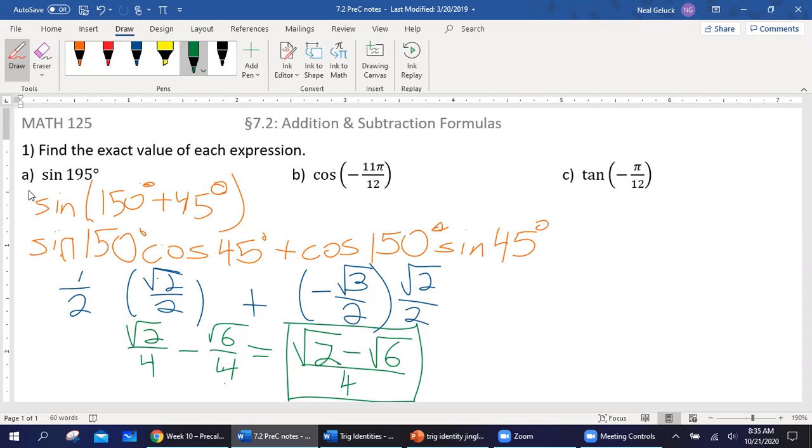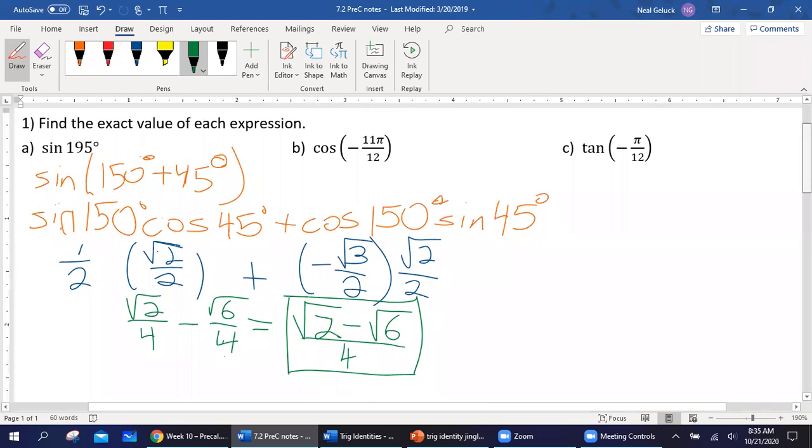So again, at no point did I just distribute sine to both of those. Please don't do that. I always have some students do that every semester. It is definitely not correct.